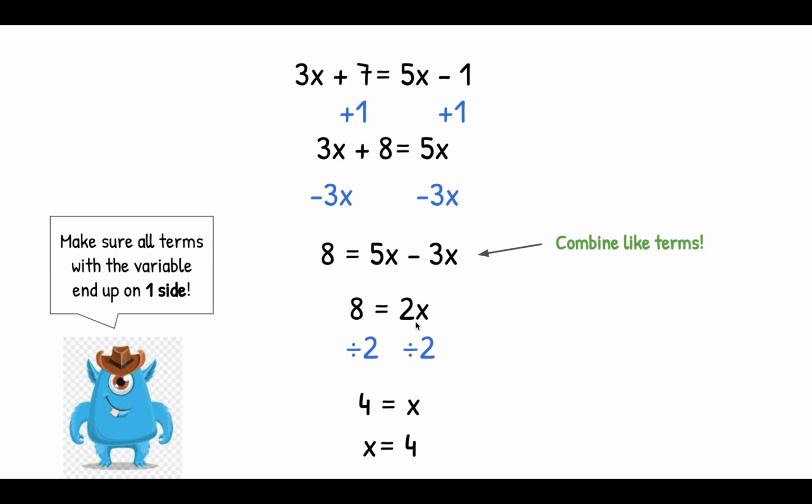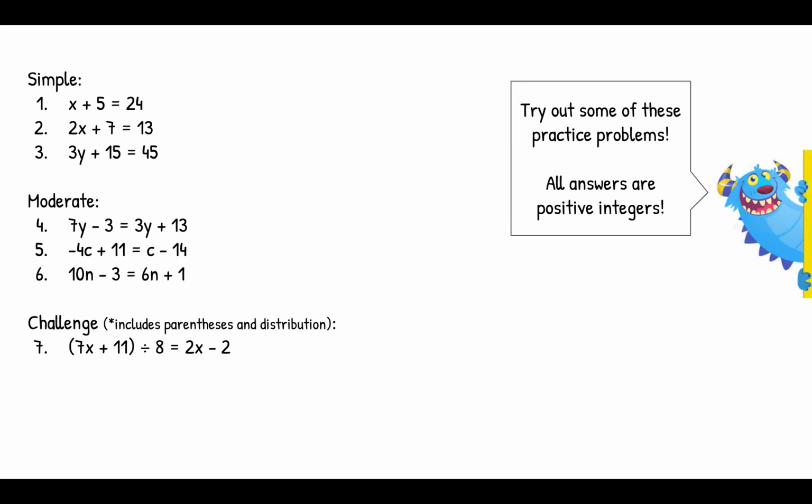So now that we know some parts of algebraic equations, and how to solve one with variables on both sides, dealing with multiplication and addition and subtraction, here are some practice problems. The top part is simple problems, similar to the first two examples we did. The next three are moderate problems, similar to the last problem we did with variables on both sides. And then the last one is a challenge problem, which includes parentheses and distribution. So if you're not familiar with those topics, no need to do those.